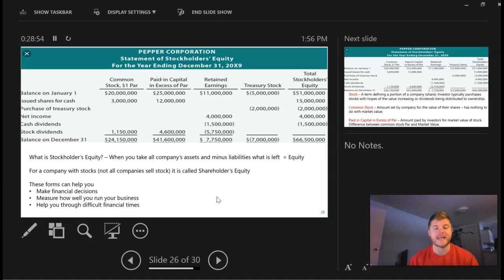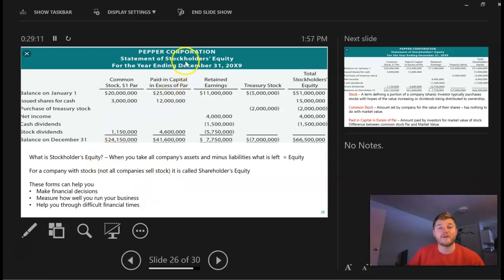What is the difference between a cash dividend and a stock dividend, or what is even a dividend? So these are things that we need to know. I go through it briefly here, but we'll definitely work on it throughout the semester. So if you're still a little confused, don't be too worried about it.